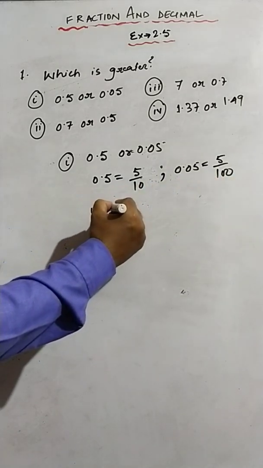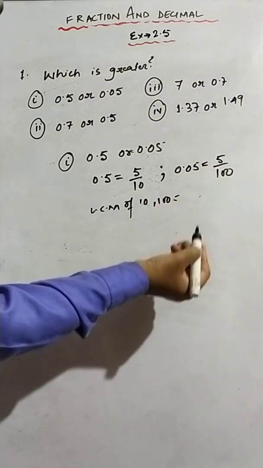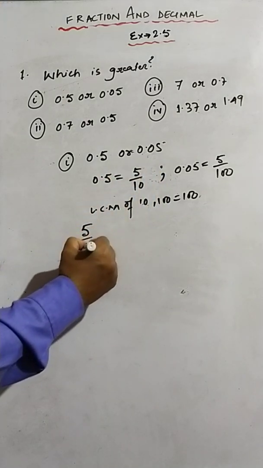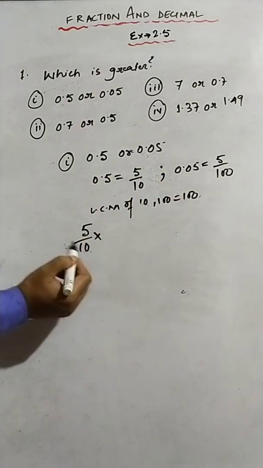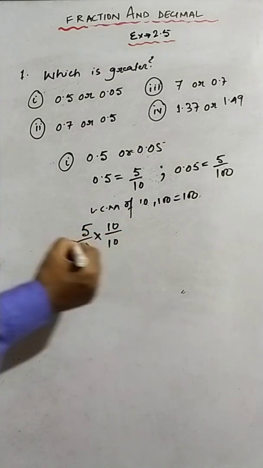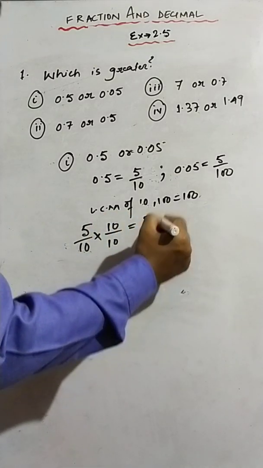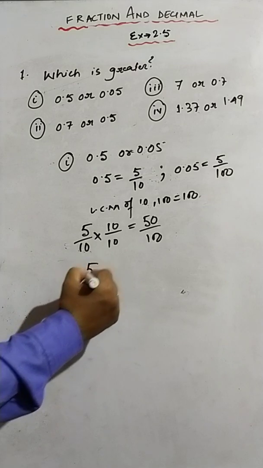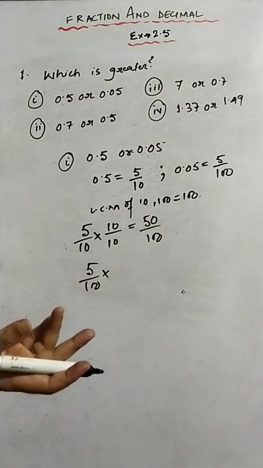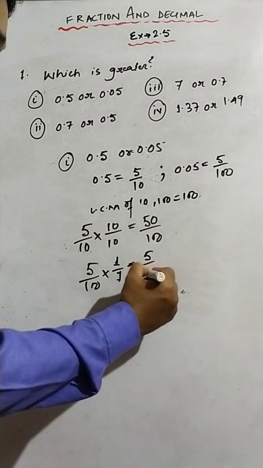So the LCM of 10 and 100 would be what? 100. Absolutely right. Now we'll write the first fraction, that is 5 by 10. We have to divide this 100 by this 10. The answer will come as what? 10. So we have to multiply this 10 with the numerator and with the denominator. So your answer will come as 50 by 100. Now let's take this fraction, 5 by 100. If we divide 100 by 100, what is the answer? Very good, it is 1. So you will get 5 upon 100.